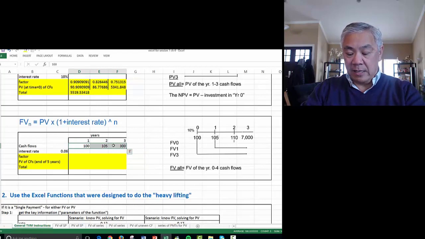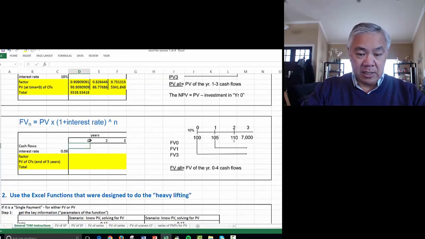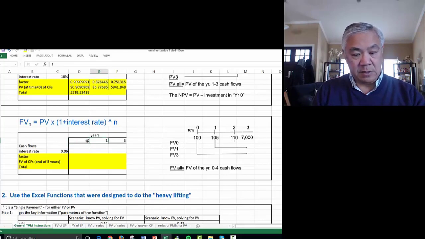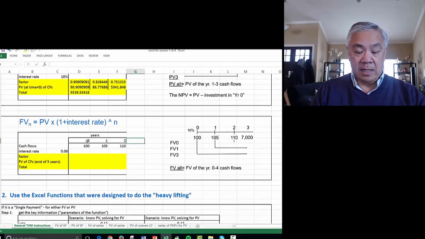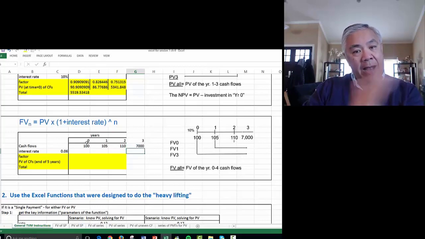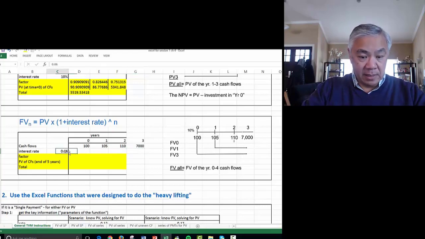And let's just clear this out and let's do our example. Same format as we saw above, and I'm trying to keep it consistent so we can focus on the differences. At time, we're going to start at time 0, 1, 2, 3. And at time 0, we put in $100. At time 1, we put in 105. At time 2, 110. And at time 3, we put in 7,000. Okay, so now what we're doing is we're pushing money out. We're investing it and not getting it until later. So the interest rate is 6%.